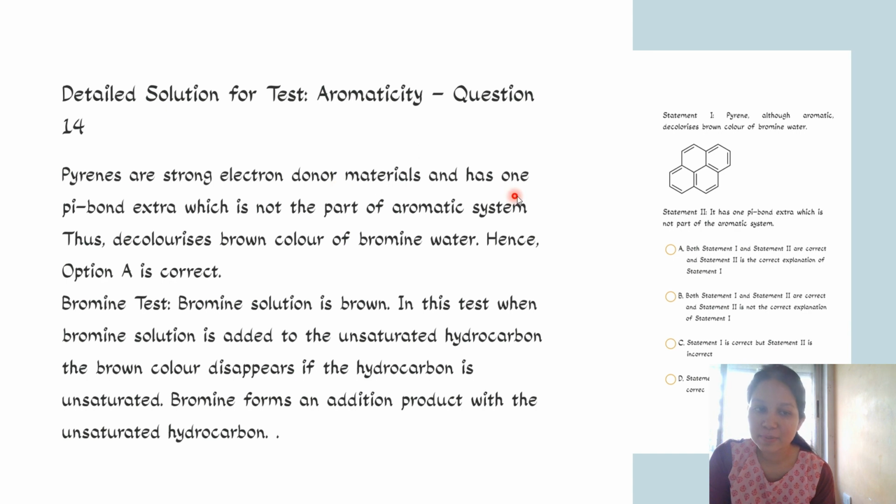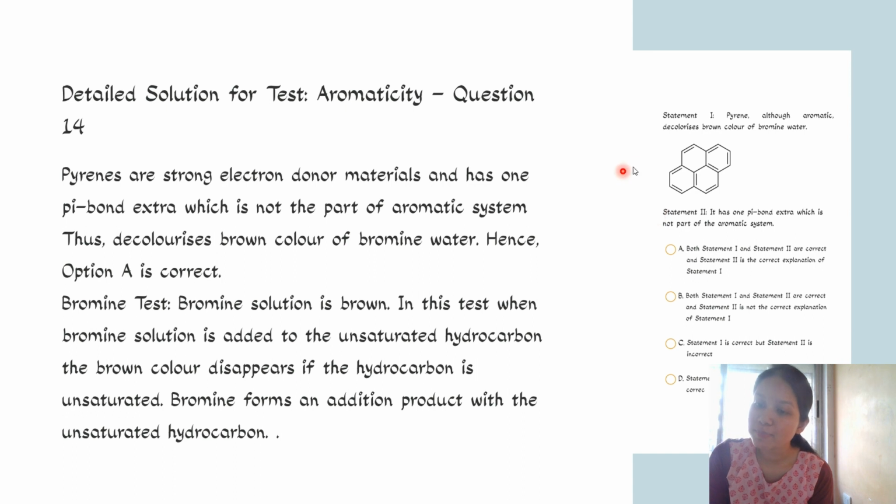So here the explanation is given. Pyrenes are strong electron donor materials and have one pi bond extra, which is not part of the aromatic system. Thus, it decolorizes the brown color of bromine water, and hence option A is correct, which says both statement 1 and 2 are correct, and statement 2 is the correct explanation of statement 1.